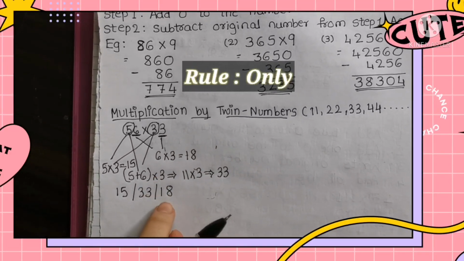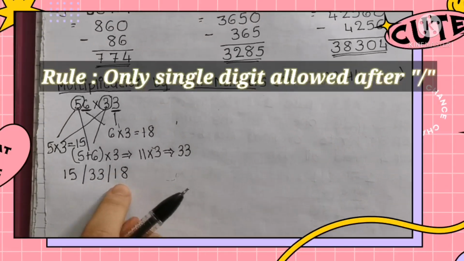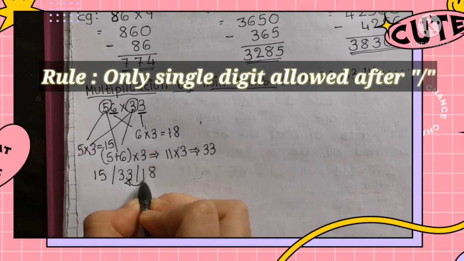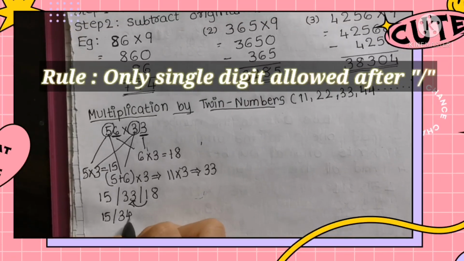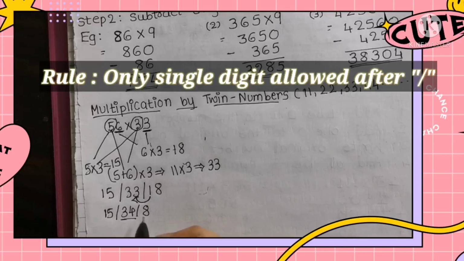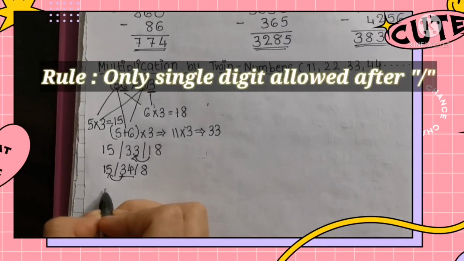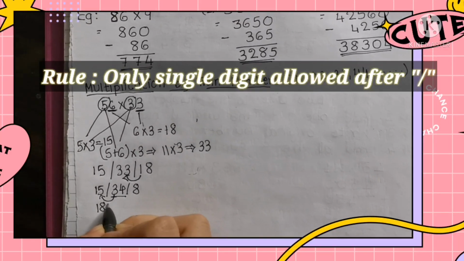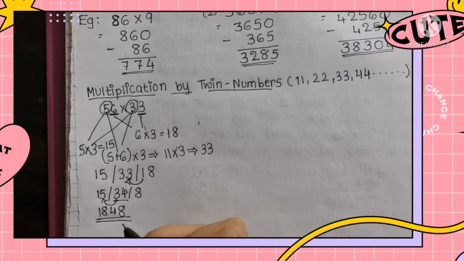After this, at each slash we cannot have a 2-digit number. So we will shift this number here and add it with 33. So it will become 15, 33 plus 1 is 34, and it is 8. Now here we have a 2-digit number. So we cannot have a 2-digit number, so we will shift this 3 here. Then this will become 18, 4, 8. So the final answer is 1848.